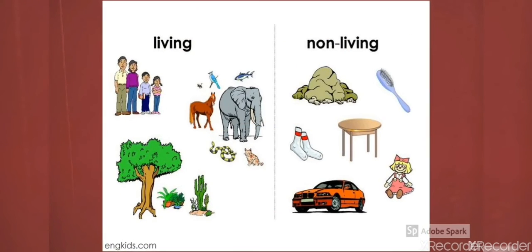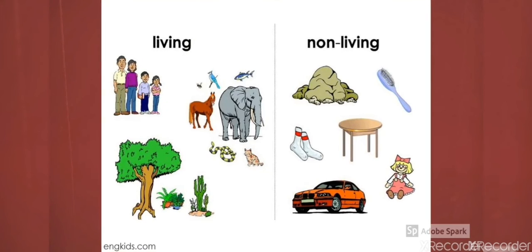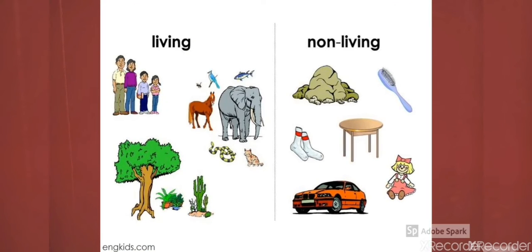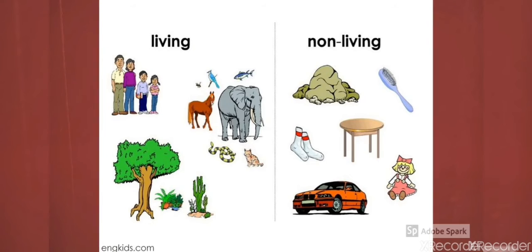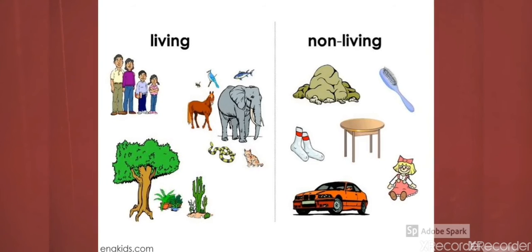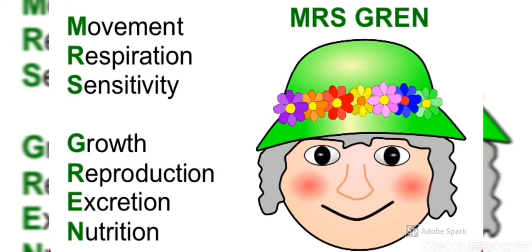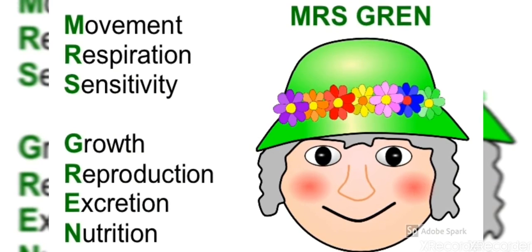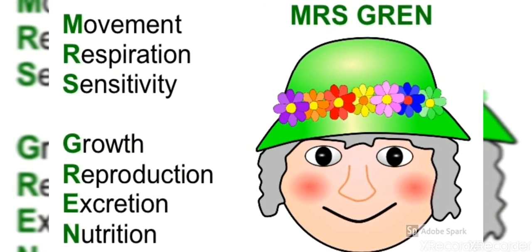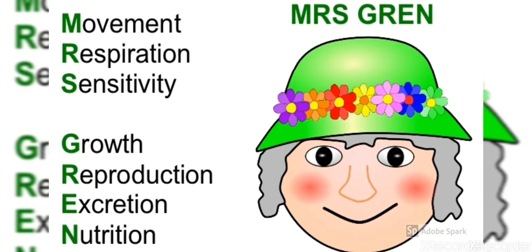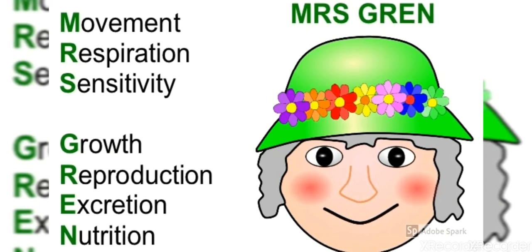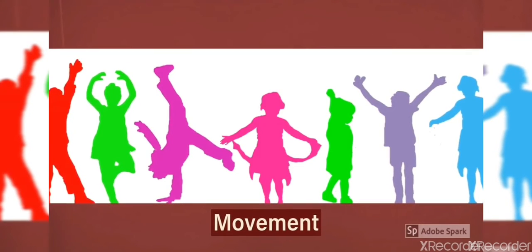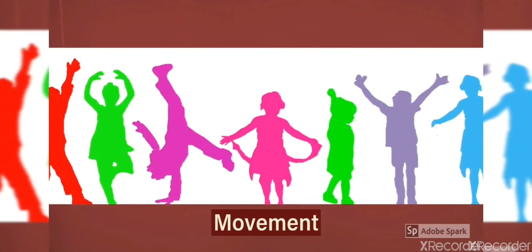Everything on planet Earth can be put into two groups, things that are living and things that are non-living. But how do we know if something's not living? To do that, we can test to see if they carry out any of the 7 life processes. We call these together Mrs Gren. M is for movement, and that means travelling from one place to another.